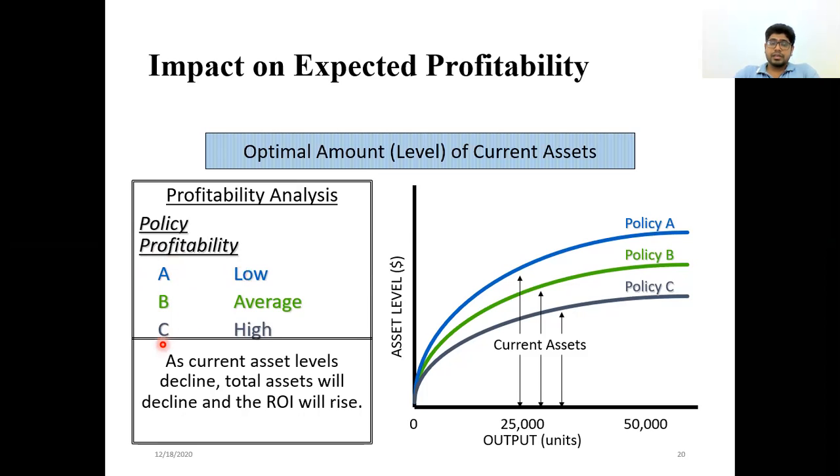And if we invest a lower amount in current assets, it means we are maintaining a lower level of current assets. Then our profitability, ROI, will be high. Here, as the current asset level declines, when we move from policy A to policy C, total assets will decline, and the ROI will rise, will increase.